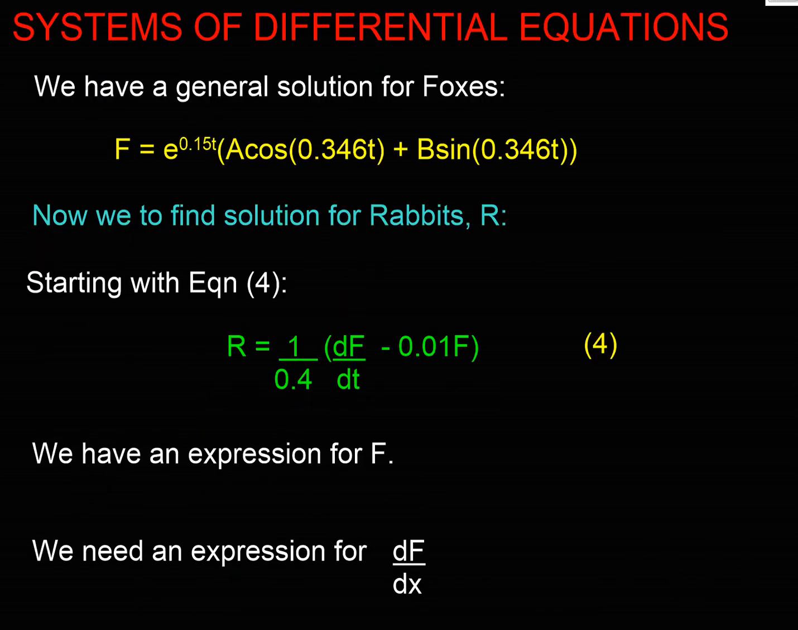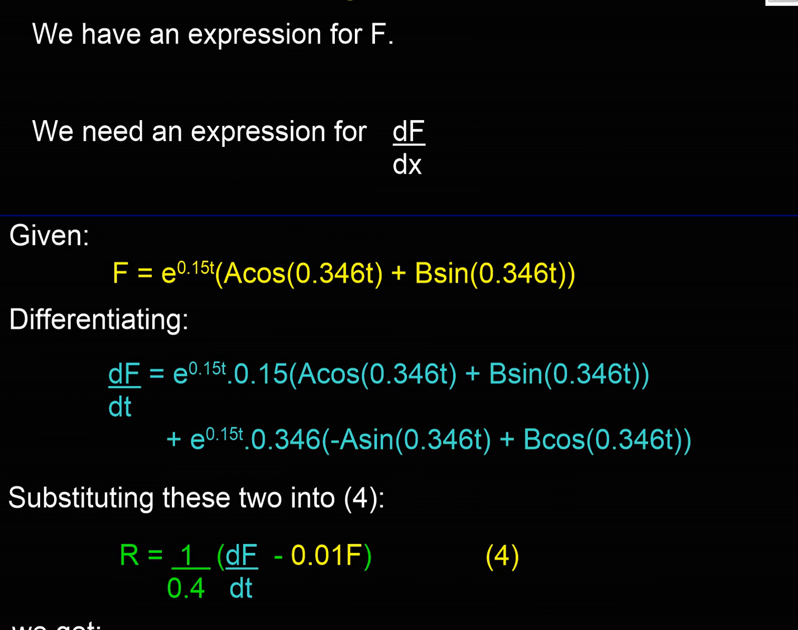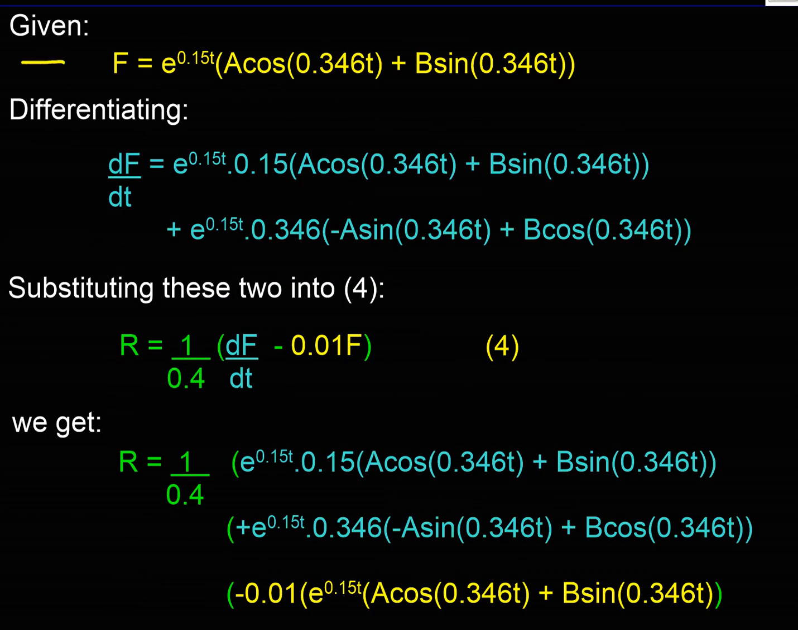Now we need to get a solution for the number of rabbits. So there's the foxes. Going back to our equation 4 we created earlier, we found an equation for r in terms of f here. We know what f is, that function, we've got that up here, but we need the differential of f, don't we, df by dt, to sub into there. So let's go ahead and do that. Here we go. If our general solution for f is that, if we just differentiate it, we're going to get df by dt. Here we are in blue.